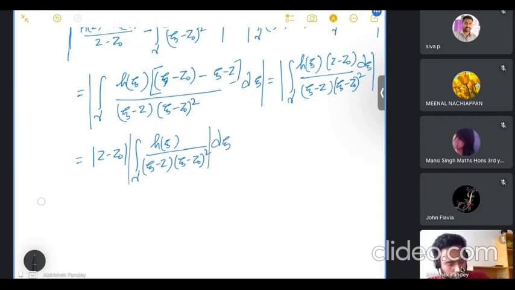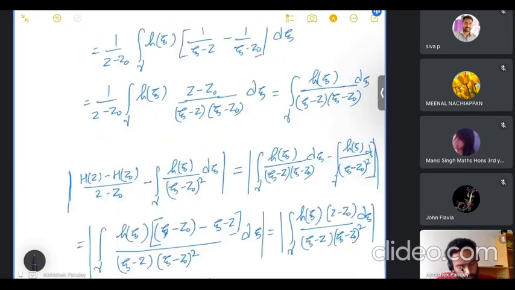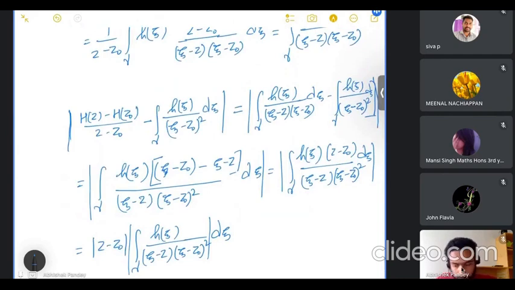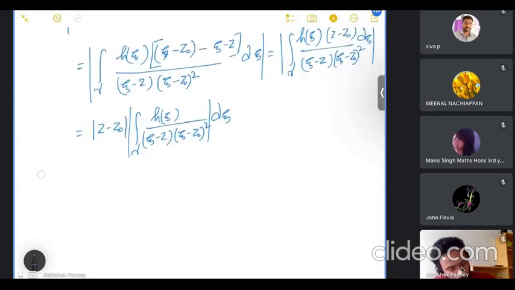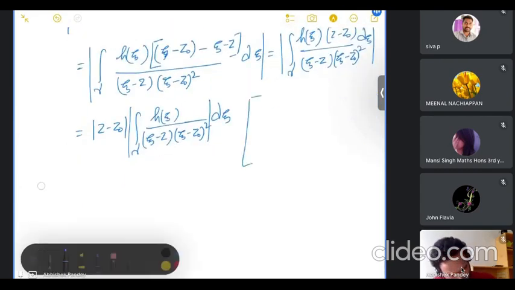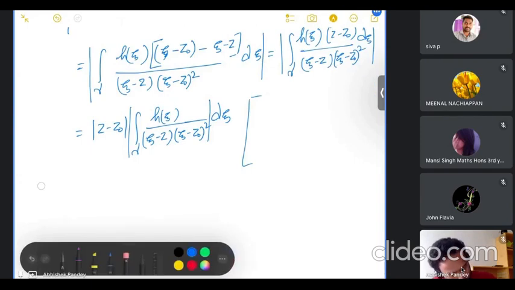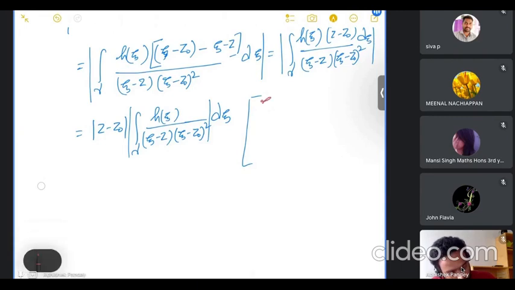Okay, now here we have to do this thing. So observe that here xi is on the curve. So let me write it down here: xi is on basically the curve gamma. Okay, clear?